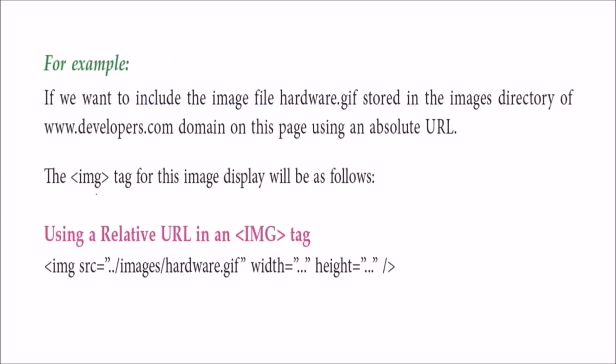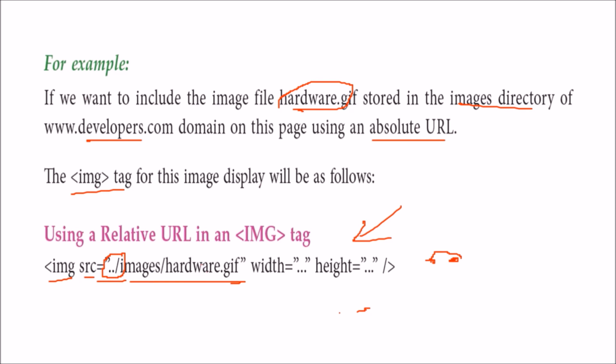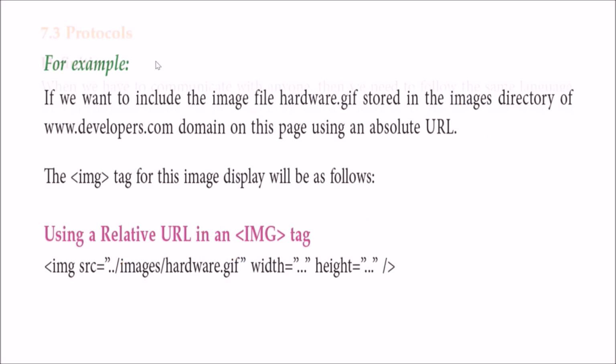This is an example. I'll show you an example of relative. If you want to include, say, an image file, as we saw in the absolute one, in the image directory of this one domain on this page using an absolute URL, then how are you going to do this? This is the image tag. This is the actual HTML code. So this is the image source. Now this is what is being given: dot dot. Dot dot means previous directory. Dot dot dot dot means previous to previous directory. So this is how you give a relative path of the folder in which this zip file is there.